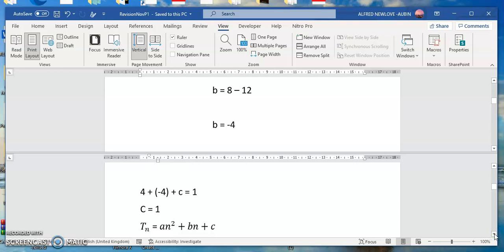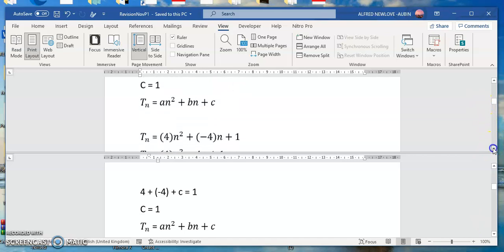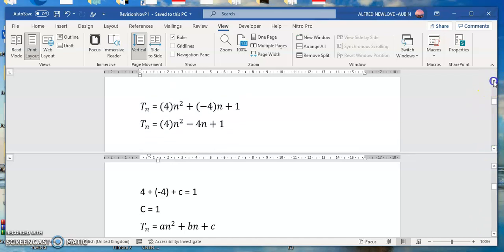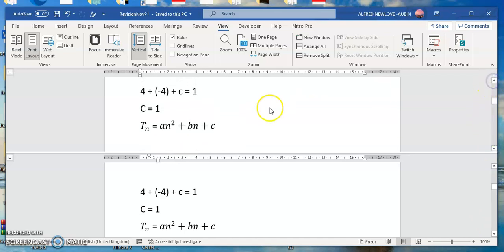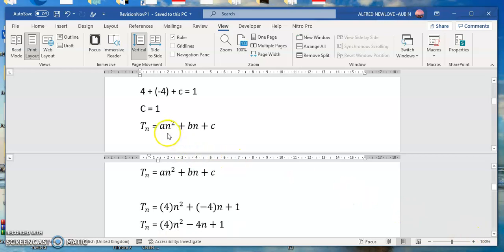So you substitute it into the formula. Let me bring the formula at the top. You substitute it into this formula. So this formula, our a is 4, our b is minus 4 and c is 1. So we get 4n squared plus minus 4n plus 1. So this is going to give us 4n squared minus 4n plus 1.